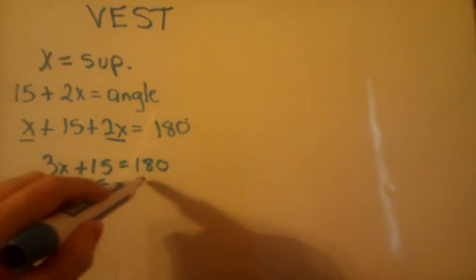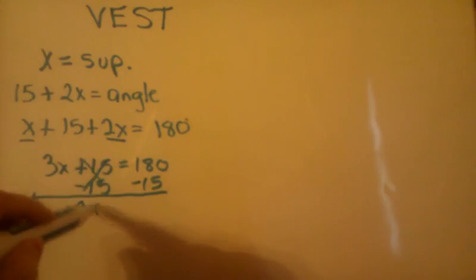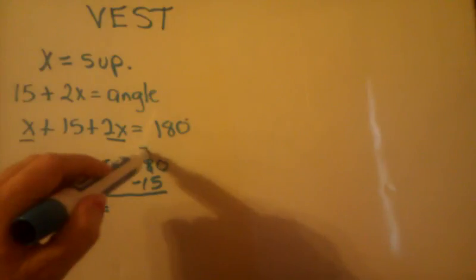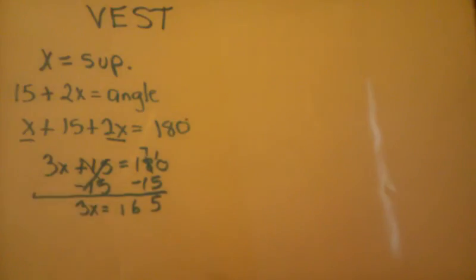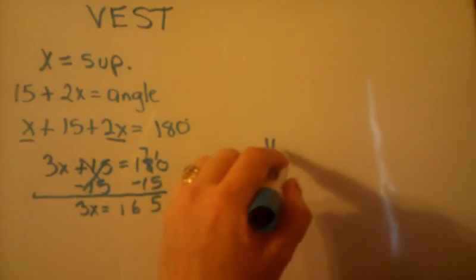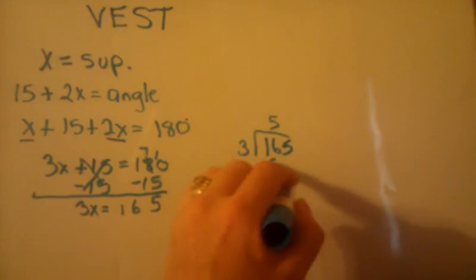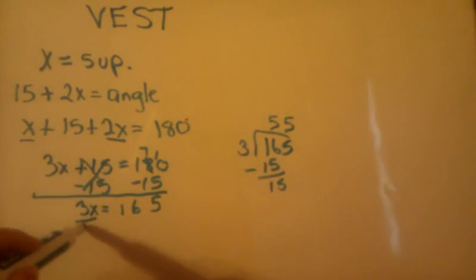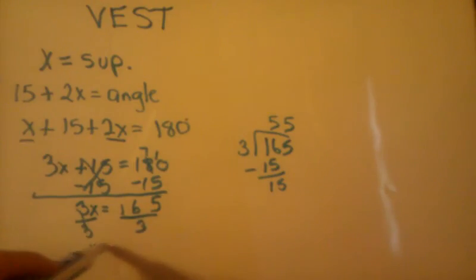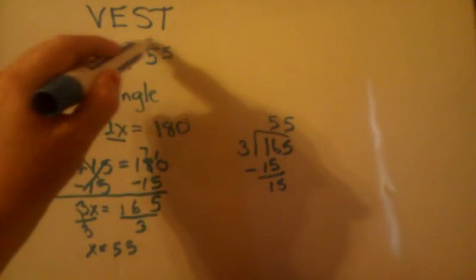Subtract 15 from both sides. 3x equals 10 minus 5 is 5. 7 minus 1 is 6. 165 divided by 3 is 55. I had to divide both sides by 3, by the way. X equals 55. So my supplementary angle is 55.